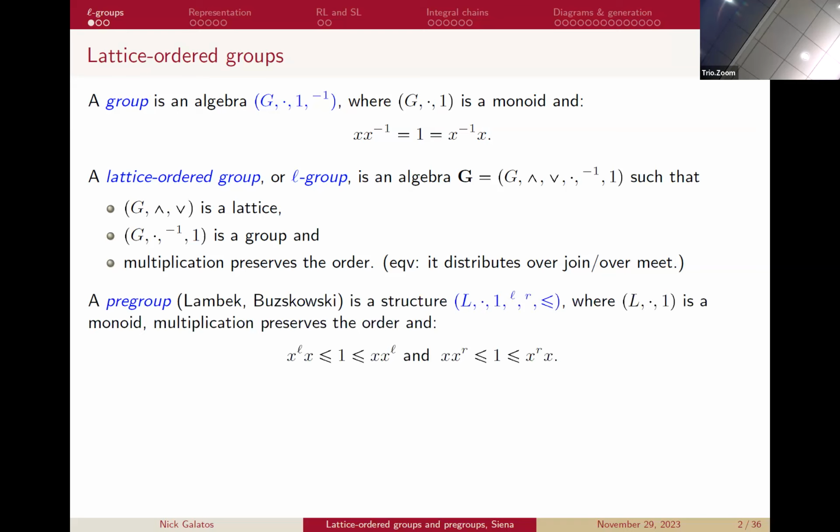A pregroup, these structures are motivated by mathematical linguistics, introduced by Lambek and studied by Buszkowski, is a structure with two inverses, a left inverse and a right inverse. So it naturally is an ordered version. It has an order for this to make sense. The left inverse, if it's multiplied on the left, brings you below the identity element, the monoid identity. And if you multiply the left inverse on the right, it takes you above. So that's how the left inverse works.